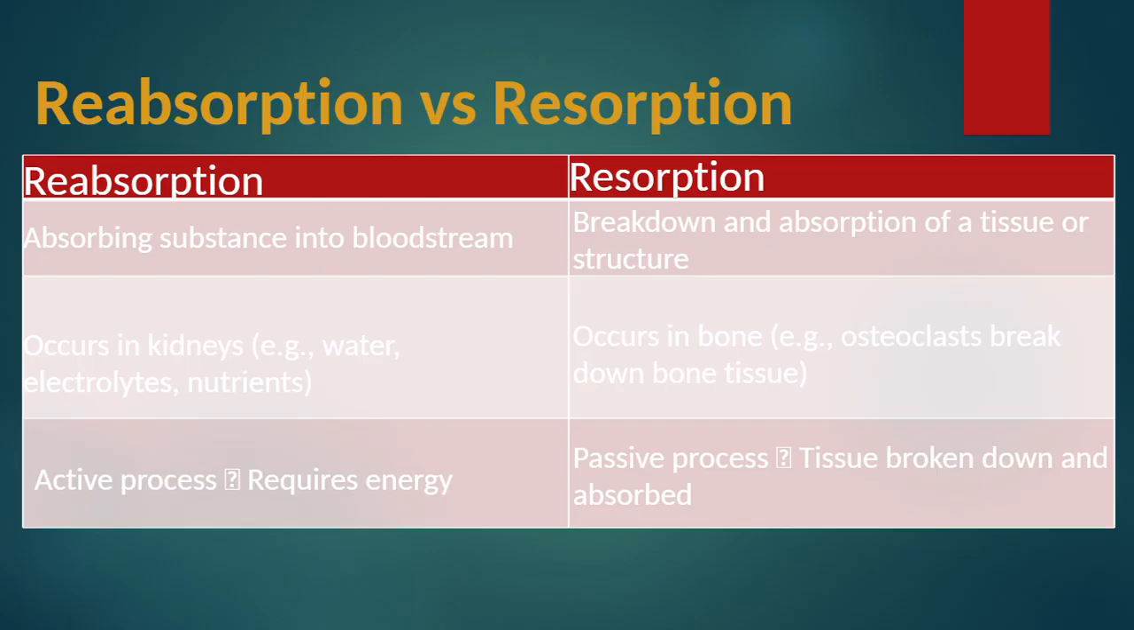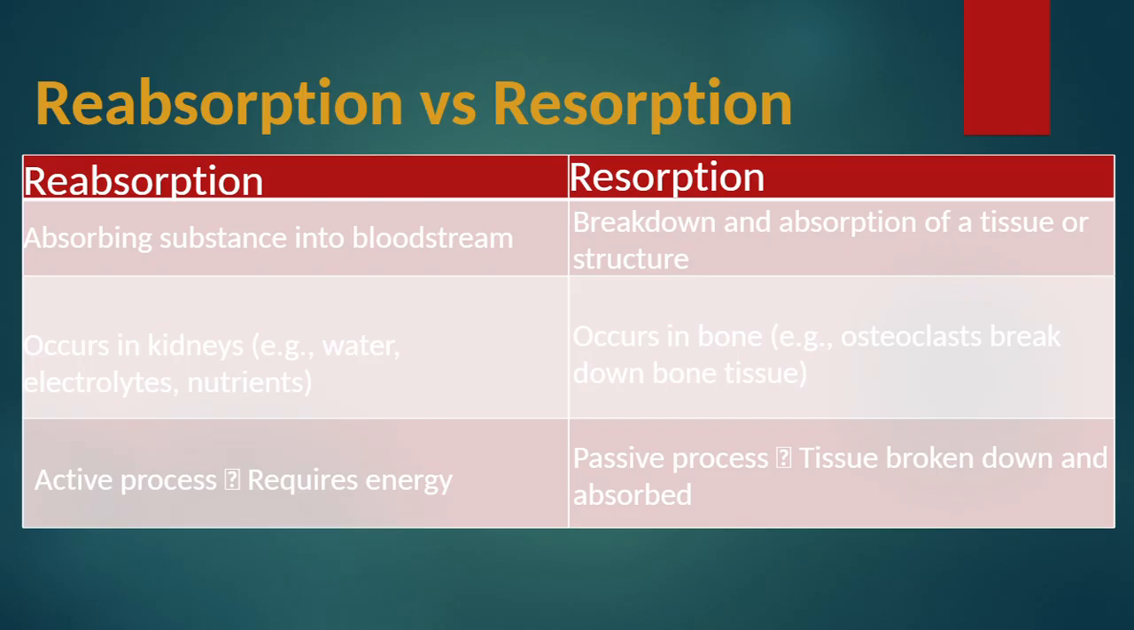Resorption, in contrast, refers to the breakdown and absorption of a tissue or structure itself. The best example is bone resorption, which occurs when osteoclasts, specialized bone cells, break down bone tissue, releasing calcium and phosphate into the blood. This process is important for bone remodeling, calcium regulation, and healing, but when excessive, it can lead to disorders such as osteoporosis.